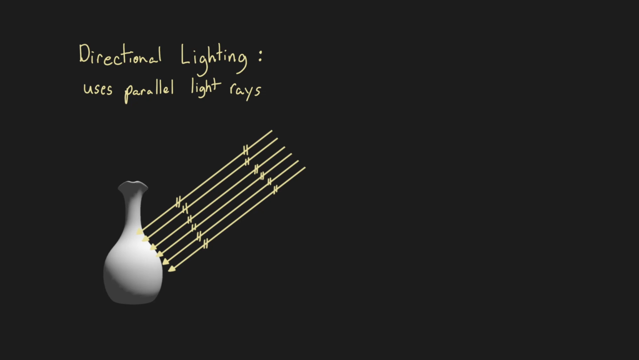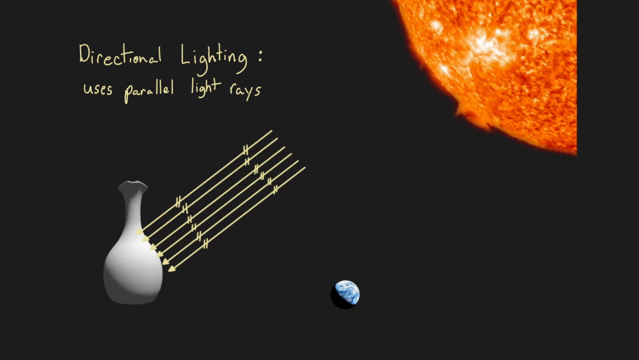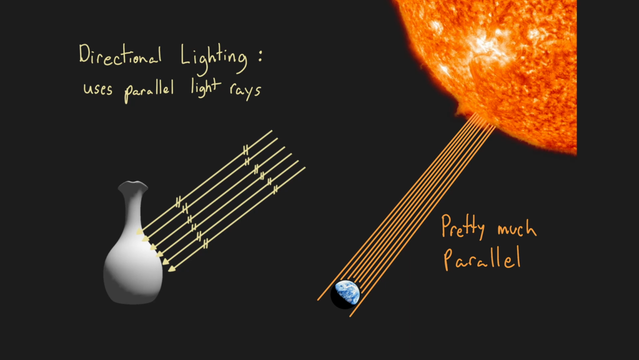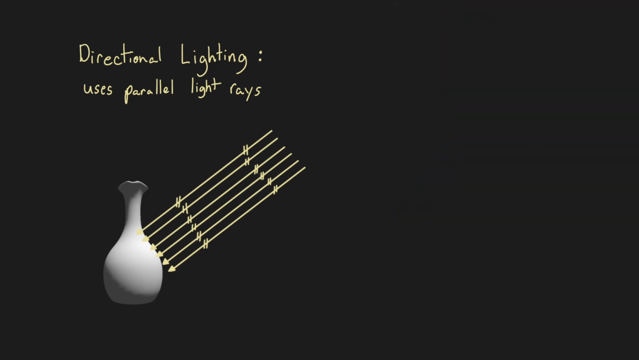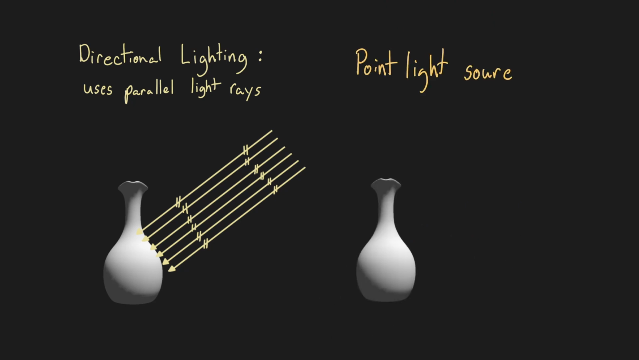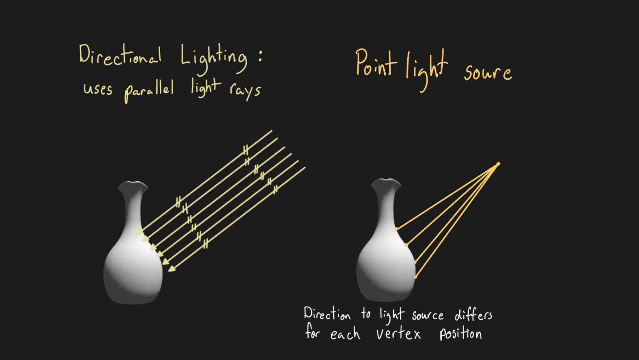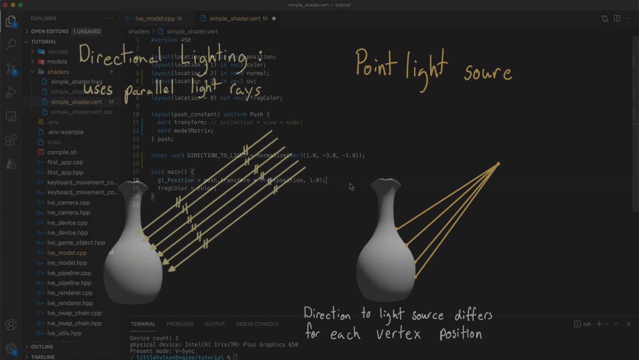This simulates a light source that is infinitely far away from the object. A real-world example of a directional light source would be the sun, since because it is so far away, light rays that reach the Earth are essentially parallel. The alternative is a point light source, whose position would be much closer to the object being lit. In that case, we would need to calculate the direction to the light on a per vertex basis. We will cover point lights in a future tutorial.